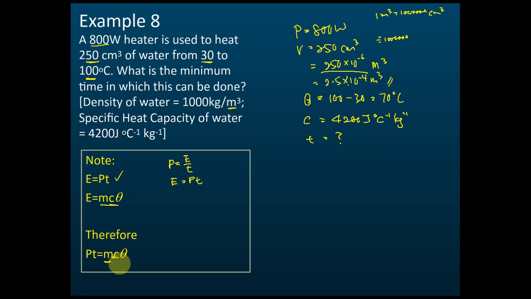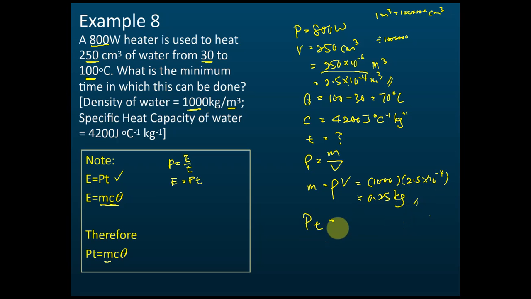And we are asked to find the time. Now, we don't have m yet, right? So we can find m by using the formula of density. Density equals mass over volume. So therefore, mass equals density times volume, and the density is 1000. So 1000 times the volume, 2.5 times 10 to the power of negative 4. So it is equal to how many kg? 0.25 kg. Now we have all the information that we want.